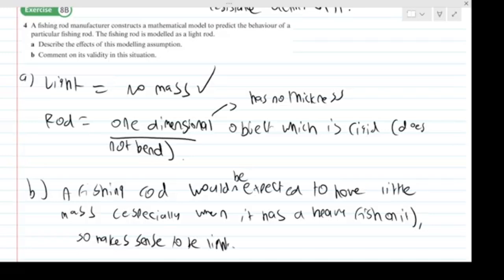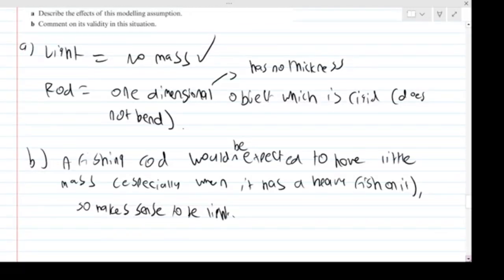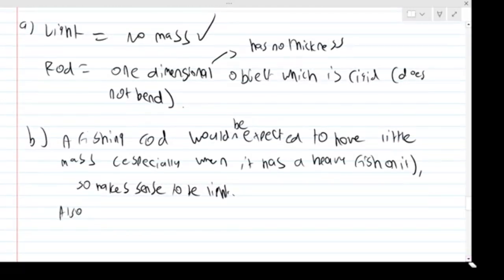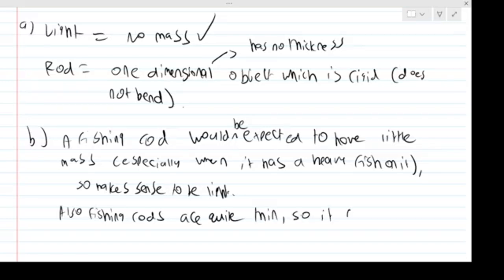Also, then it's one-dimensional. So again, it's not like this, but it's just a literal line. So it's a line that might have a hook on it at the end or something like that, right? That makes sense. They're quite thin. So also, fishing rods are quite thin. So it's expected, so it makes sense to be one-dimensional. So a line, basically, or in other words, has no thickness.